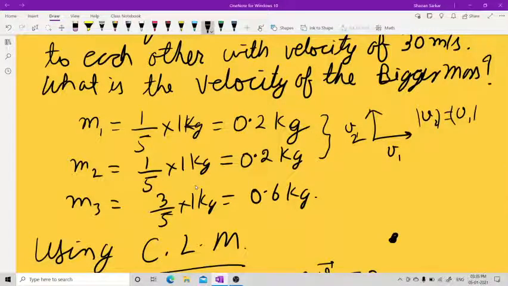Now the mass m1 is going with the velocity v1, the mass m2 is going with the velocity v2, and they are going at right angles as per the question. The magnitudes of the velocities are the same, both 30 meters per second, as given in the question.